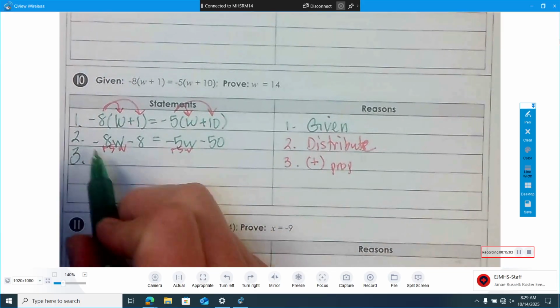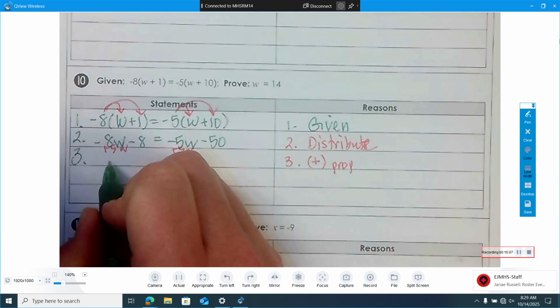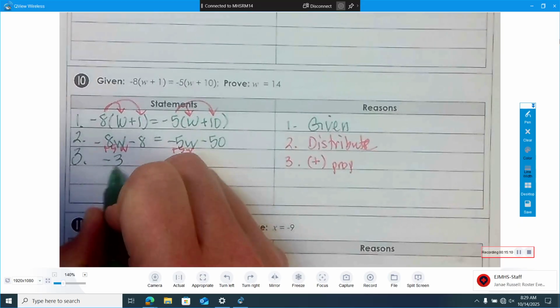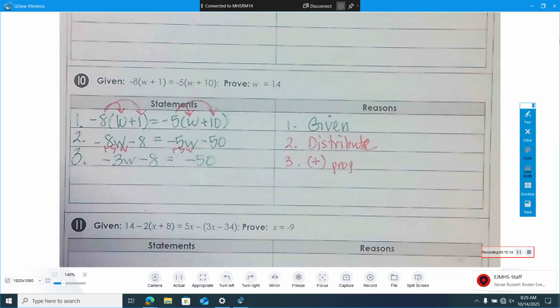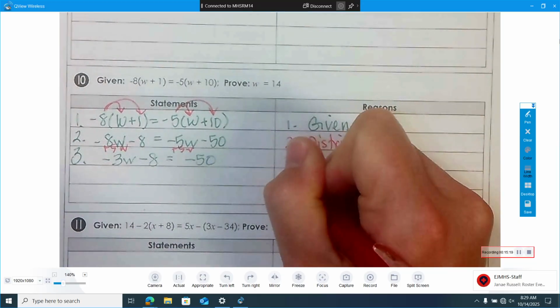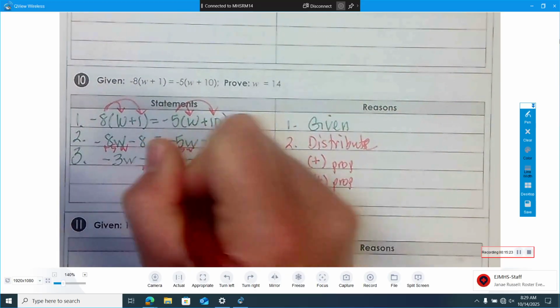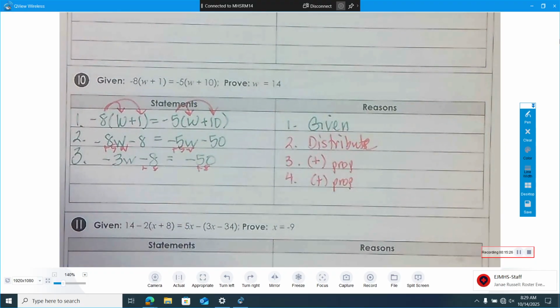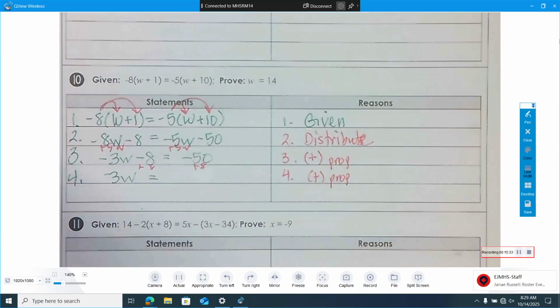Maybe. All right, we have negative 8Ws and positive 5Ws. Who wins? The negatives, by 3. So negative 3w minus 8 is equal to negative 50. And then what would you do next? Addition property again, because we want to move the 8, so we would add 8 to both sides, and that results in negative 3w equals negative 42.